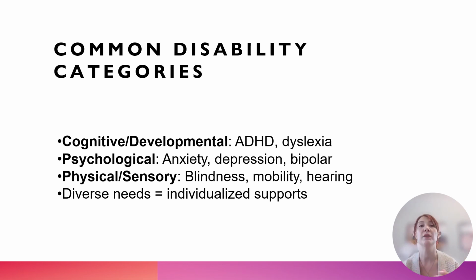Generally speaking, there are a few different categories disabilities can fall into. Cognitive or developmental includes specific learning disabilities and things like ADHD. Psychological generally encompasses conditions like anxiety, depression, and bipolar disorder. And physical or sensory disabilities generally include things like vision loss, limited mobility, or hearing loss. Students often have very diverse needs and therefore require very individualized plans for accommodation or support.